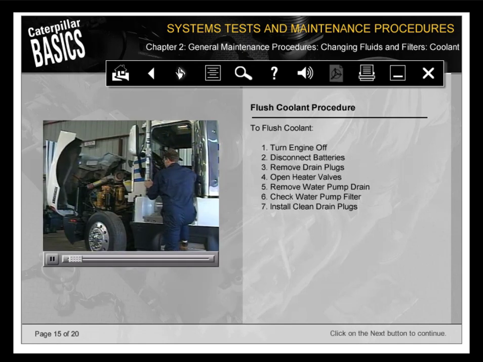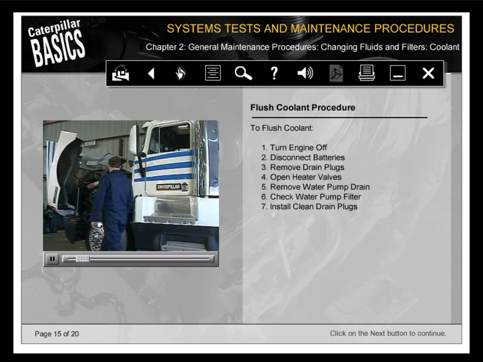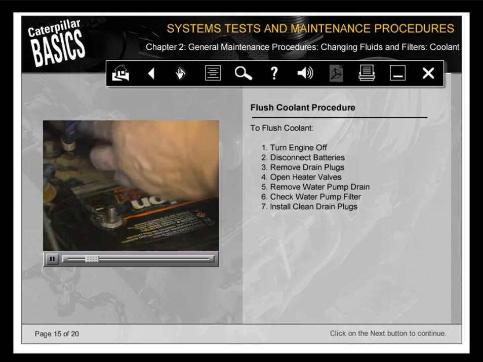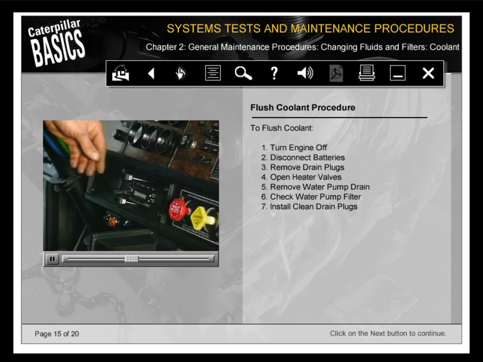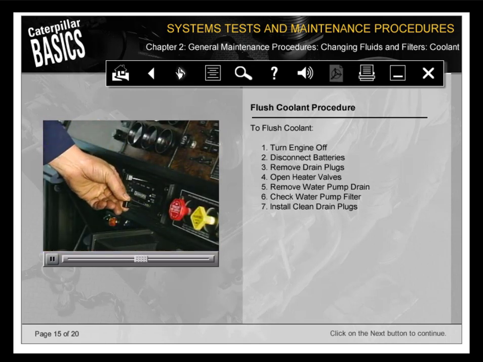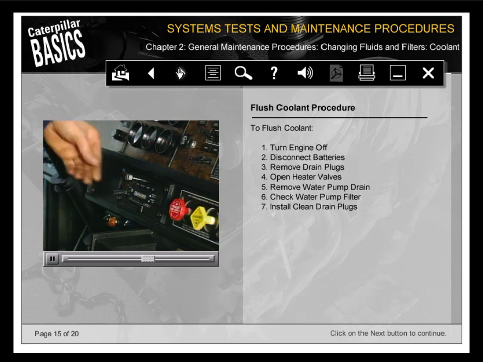To flush the coolant, turn off the engine and let it cool. Make sure the batteries are disconnected. Remove the drain plug or open the drain valve. Use an approved container for disposal or recycling. If the equipment has a cab, open the valve to flush coolant from the cab heater.